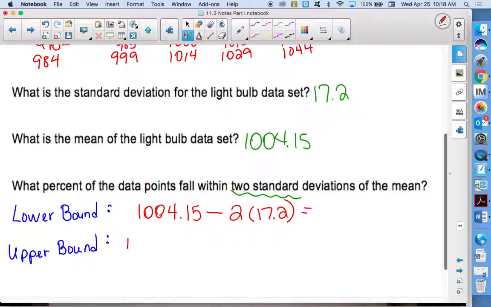And then we're going to do exactly the same thing, but instead of subtracting, we're going to add, so that we can have an upper bound as well. So this is going to be like our max and min numbers. How many of my points that we have listed, data values, fall within these max and min values?